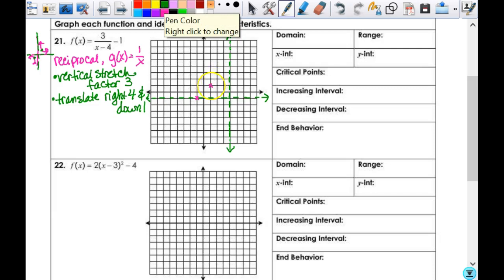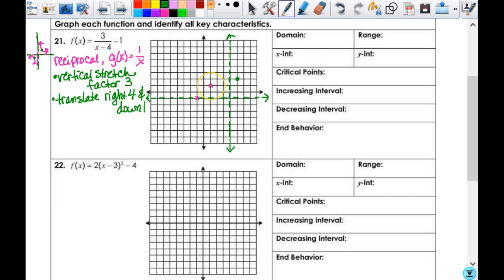I'm going to start with this anchor point and vertically stretch it by a factor of 3. Vertical stretch means that my y value gets multiplied by 3. My y value is 1, so my y value becomes 3. Then I translate to the right 4: 1, 2, 3, 4, and down 1. There's a point. Then for reciprocals and reciprocals only, you go back to your anchor point.